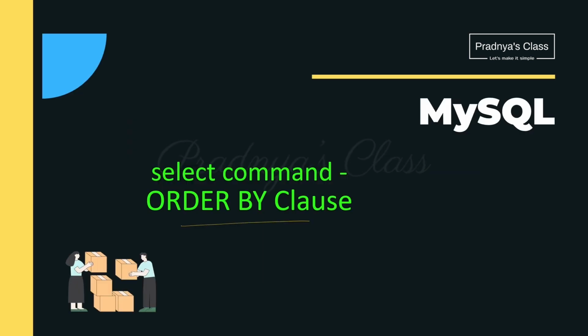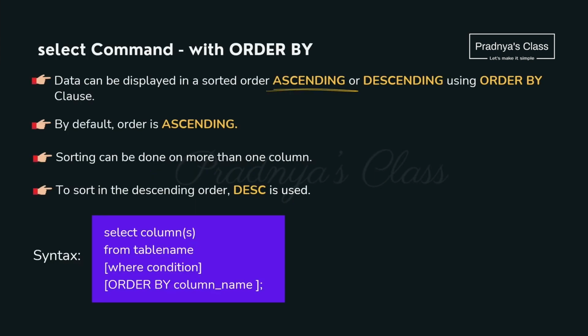In case you want to sort the records, for that we will be using the ORDER BY clause. We can arrange the records in ascending order, meaning smaller to bigger value, or in descending order, from bigger to lower value. For that we will be using the ORDER BY clause. By default the sorting will be in ascending order. If you want to sort in descending order, we will be using the DESC clause.